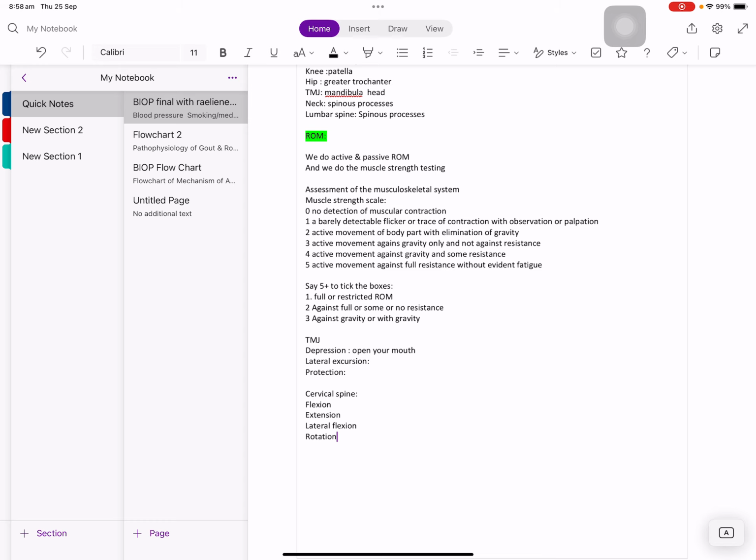All right, so that's active range of motion. Passive range of motion is you do it yourself. And then muscle strength testing. Push into my hand. Push back. Push to the side. Push to the side, and try and push into my hand. That, I must admit, I do with my patients a fair bit.